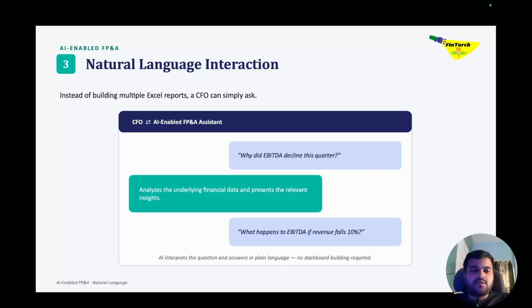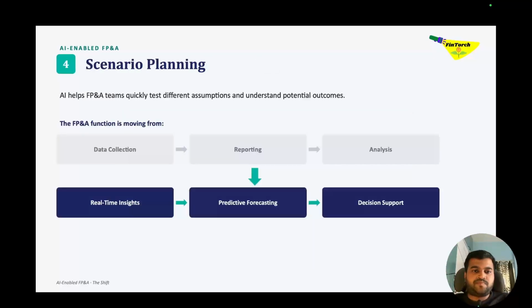So what the AI does is analyze the underlying financial data and present the relevant insights within minutes, all through plain language. The fourth and final use case here is scenario planning. AI helps FP&A teams quickly test different assumptions and understand potential outcomes. So the FP&A function is moving from the traditional way, like data collection, reporting, and analysis, to real-time insights, predictive forecasting, and decision support.